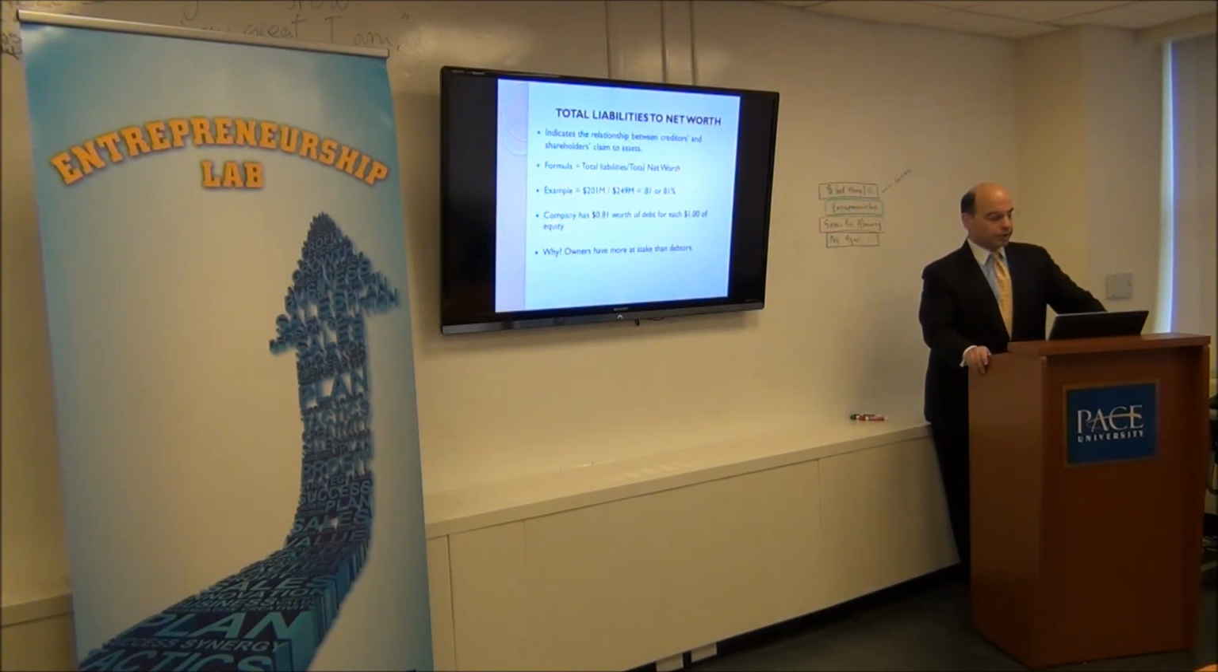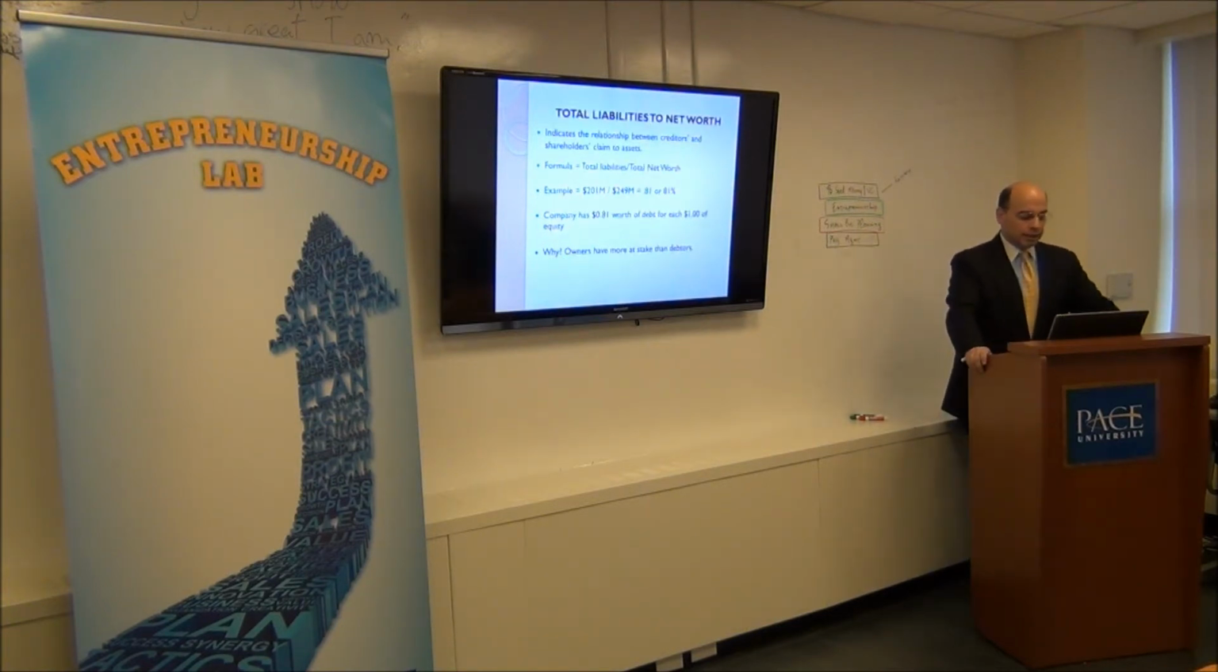Total liabilities to net worth shows the relationship between the creditors' and the shareholders' claim to the assets, whether you have equity or whether you have liabilities and debt. In this example, the owners have a significant amount at stake.